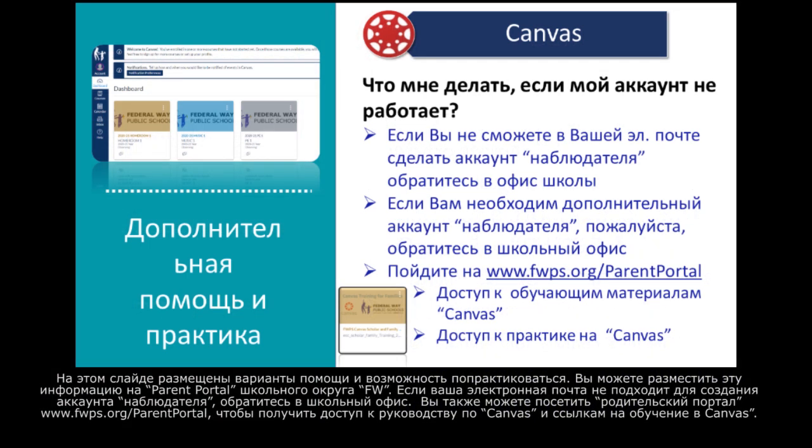Located on this slide are future support and training options. You can locate this information in the Federal Way Public Schools parent portal. If your email does not work to create an Observer account, contact your school office. You can also visit the parent portal at www.fwps.org/parent portal to access Canvas tutorials and links to Canvas training.